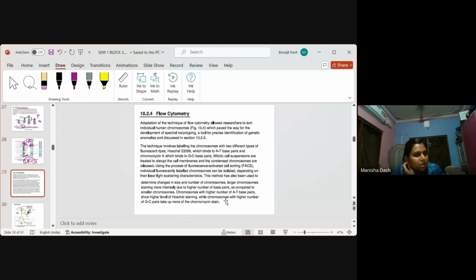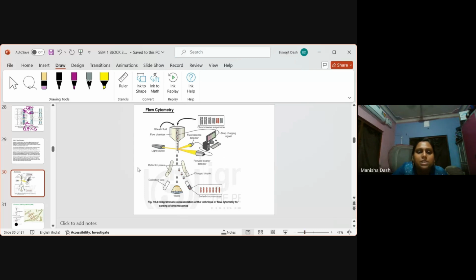Then comes another technique called flow cytometry. This technique involves the sorting of chromosomes based on an applied fluorescence dye. The instrument is called a flow cytometer, and the technique is called flow cytometry. The process by which the sorting takes place is called FACS, fluorescence activated cell sorting.